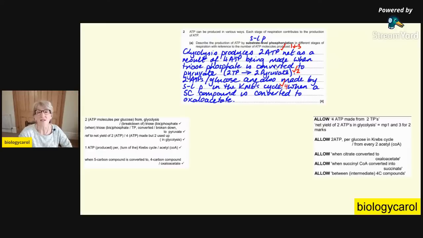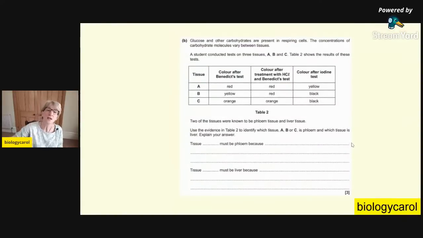Okay, so back to this. So this is where I've got mark point 4. So 1, 2, 3, 4, 1 ATP produced per Krebs cycle, but I'm allowed to say 2 ATP per glucose. Okay, when a 5-carbon is converted into a 4-carbon compound, oxaloacetate. So I actually ended up with 4 marks, but obviously the tariff for this answer is 4. I wouldn't have got over 4.